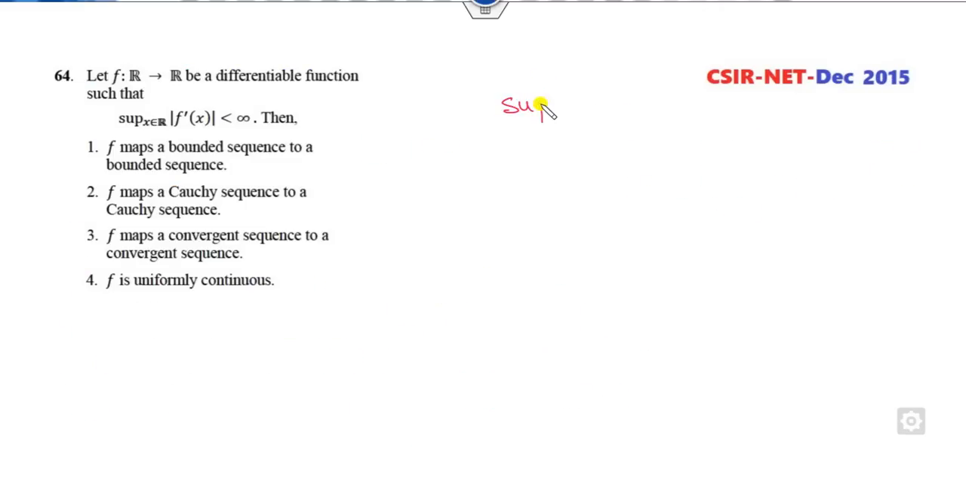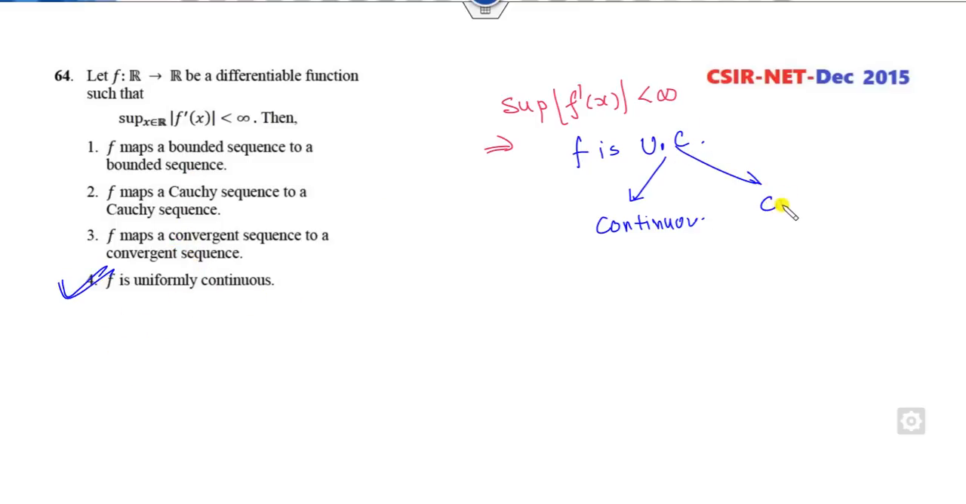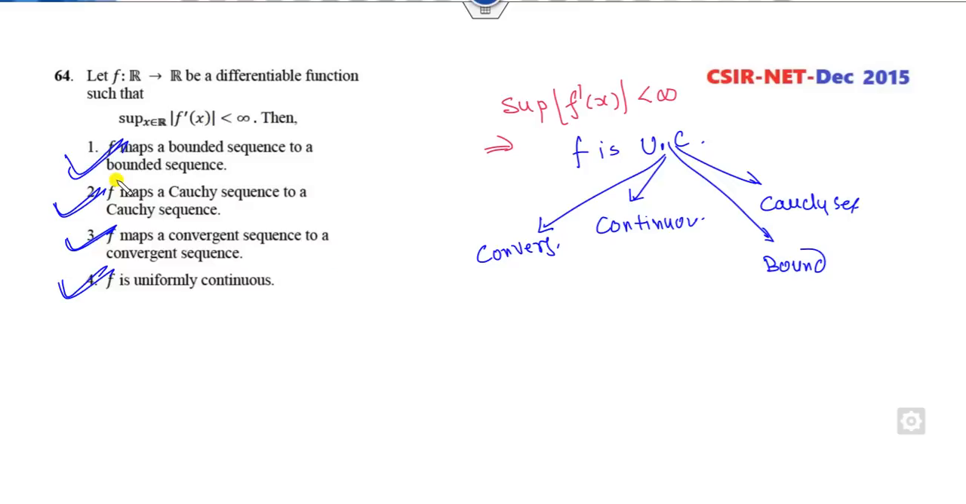Okay. What is given to you? Supremum of this is less than. What is the meaning of that? Do you remember that if F is uniformly convergent, it means F is continuous as well. Now they are Cauchy. So if F is uniformly convergent, it means F is a Cauchy sequence as well. So F maps Cauchy to Cauchy. F is continuous, F is also convergent, so F maps to here. F is also bounded. So it's a bounded sequence to a bounded sequence, which is the right answer.